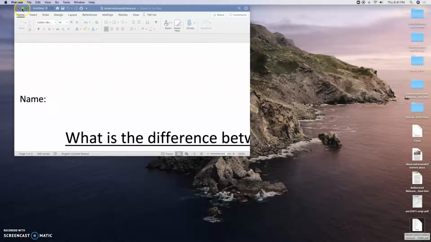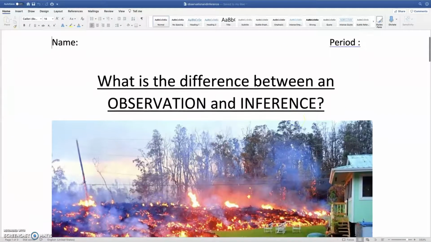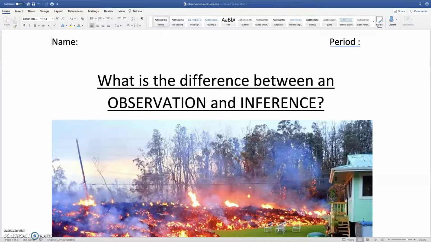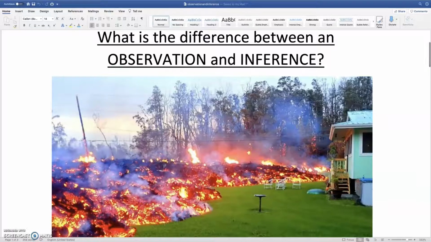So the difference between an observation and an inference. I want to start my timer here to make sure I don't run over my video time. The difference between an observation and an inference is very, very simple. An observation is when we look at something in our surroundings and we pick up information about those surroundings using one of our five senses.